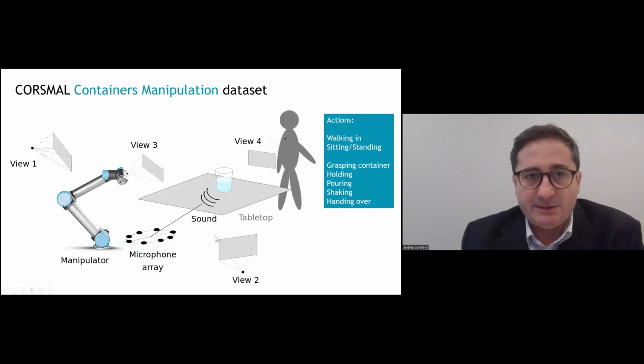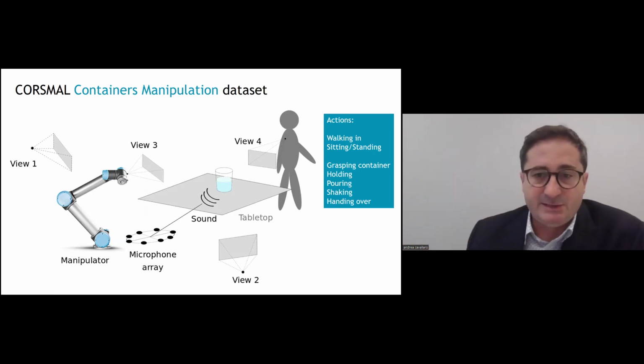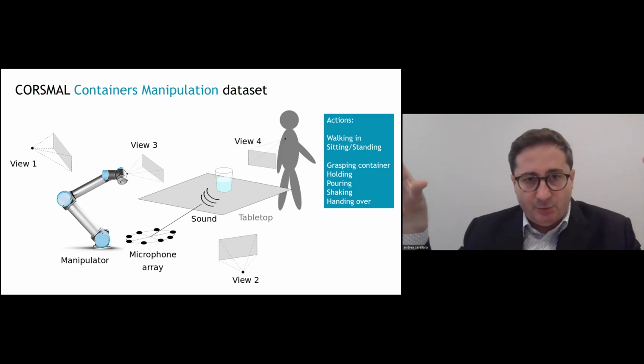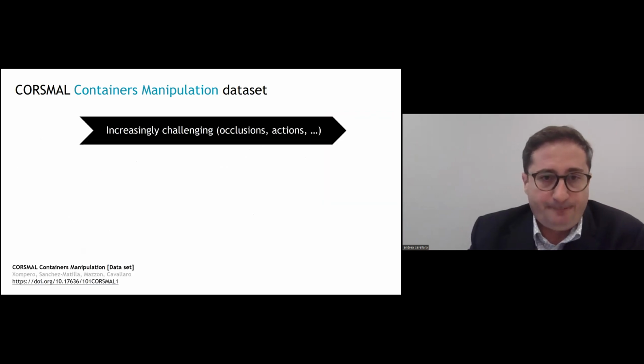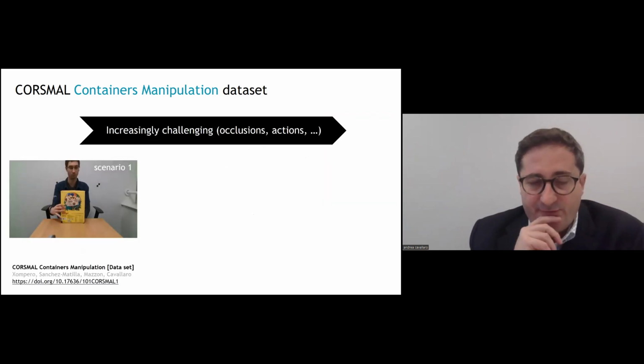The second dataset is the CORSMAL container manipulation dataset. You see here that the sensing setup is slightly more complex. We have 4 cameras, 1 on the manipulator, 2 on the side of the robot, and 1 worn by the user, and also a microphone array that is capturing not only the sound itself, but also will provide information for the direction of arrival of the sound itself. Here are some examples of data we have collected.